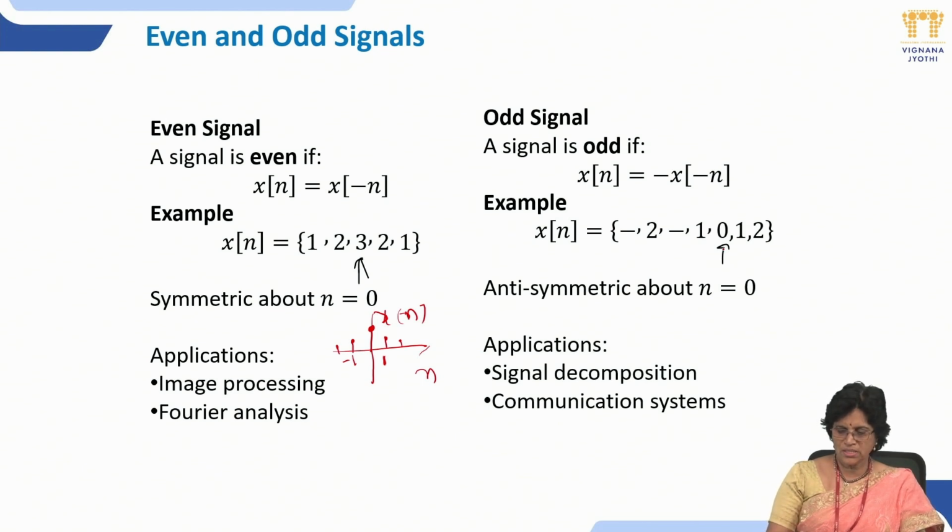This arrow is indicating the 0 axis. All the right side is the positive axis, the left side is the negative axis. So antisymmetric, I already mentioned. At 1 it has value 1, at -1 it has value -1. Because of that, the given signal is an odd signal.